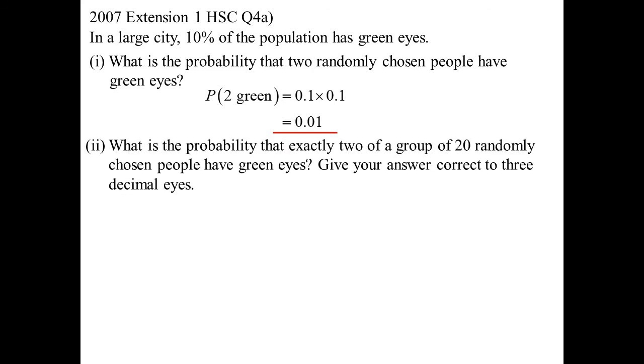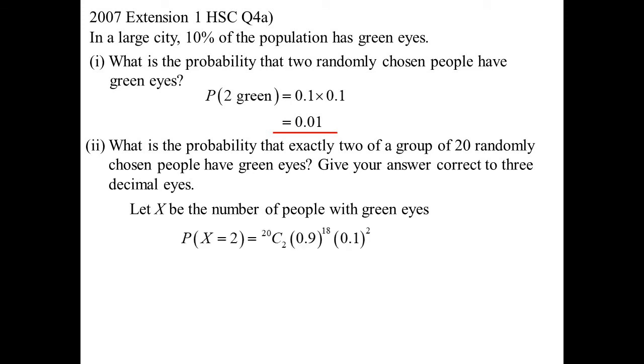This is where the binomial probability comes in, in part 2. What's the probability that exactly 2 of a group of 20 chosen people have green eyes? I'm going to let X represent the number of people with green eyes. We want the probability that X is 2. Probability of green eyes was 0.1, so it'd be 0.1 squared. 0.9, therefore, is to the power of 18. Don't forget your binomial coefficient, so times 20C2. And we get 0.285.